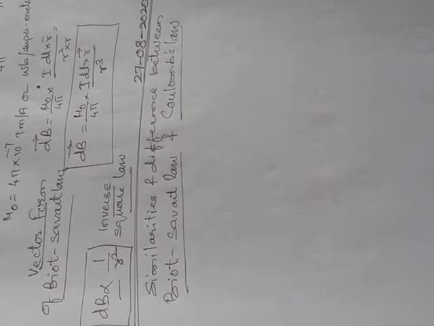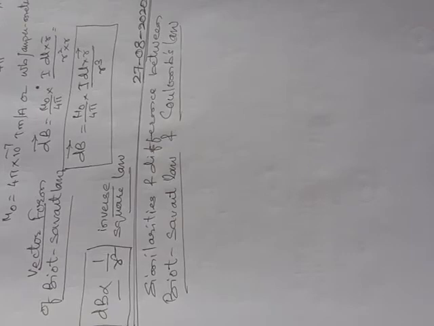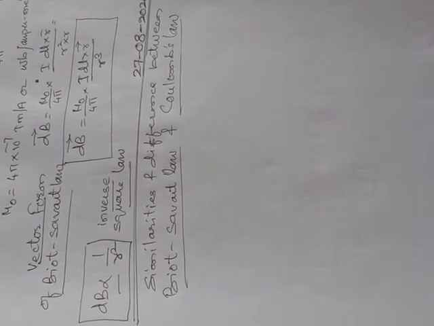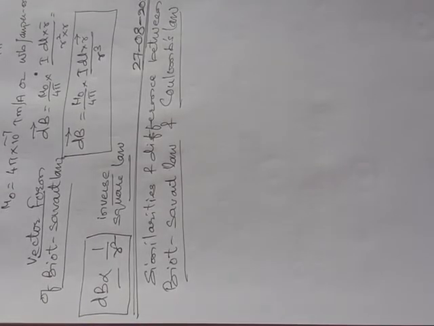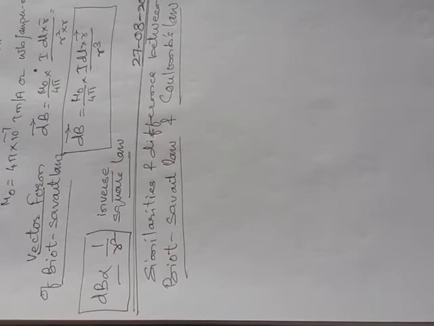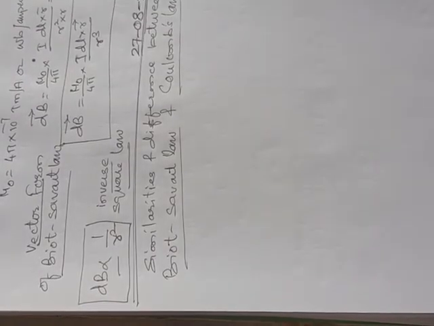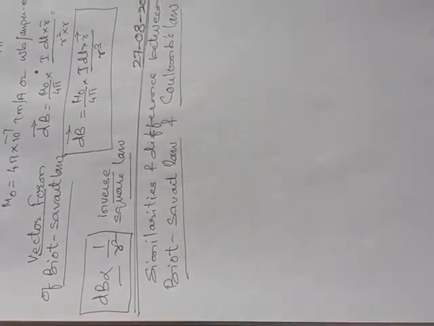We also saw the vector form of the Biot-Savart law, and the constant mu naught. Mu naught is the permeability. In electrostatics, we saw the permittivity epsilon naught, where 1 upon 4 pi epsilon naught is equal to 9 into 10 to the power of 9. But here, mu naught by 4 pi is equal to 10 to the power of -7. So these things we saw yesterday.